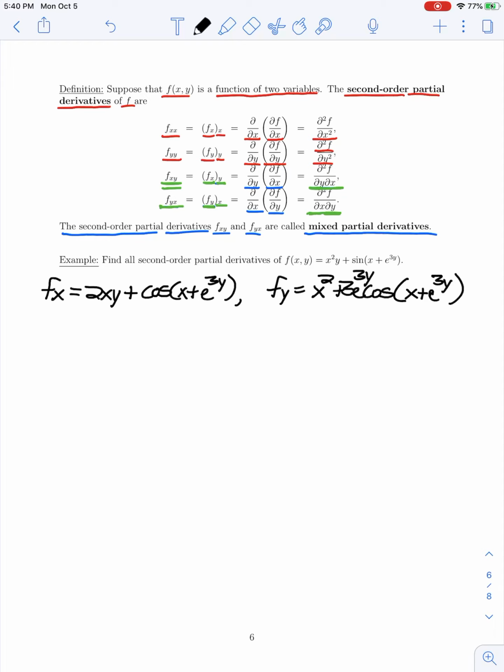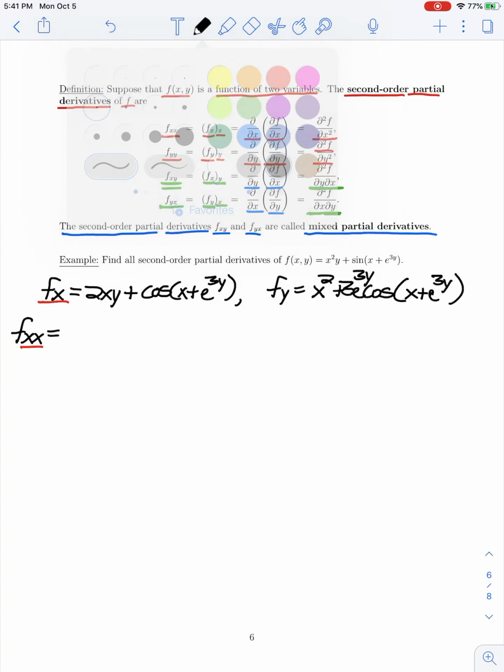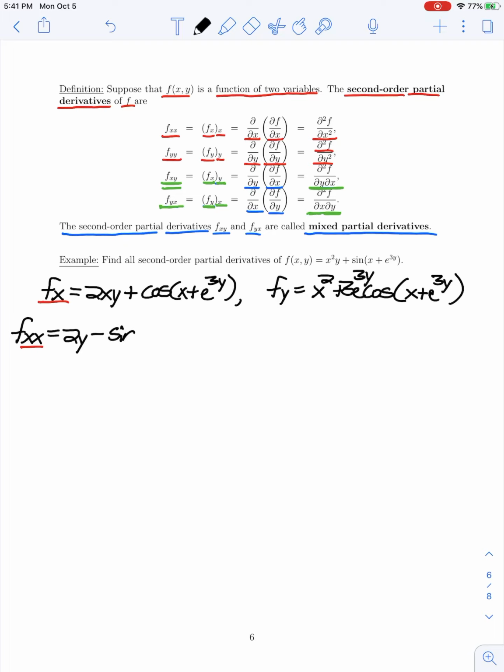So now let's start finding our second order partial derivatives. Here, the second order partial f sub xx would be found by taking the partial of f with respect to x and then differentiating with respect to x a second time. So that would give us 2y minus sine of x plus e to the 3y.